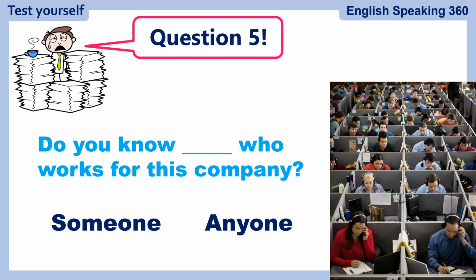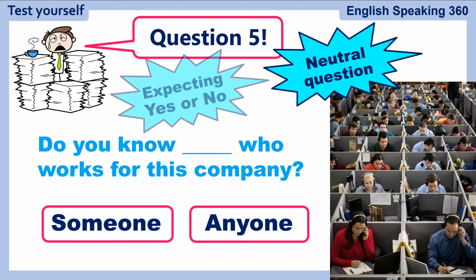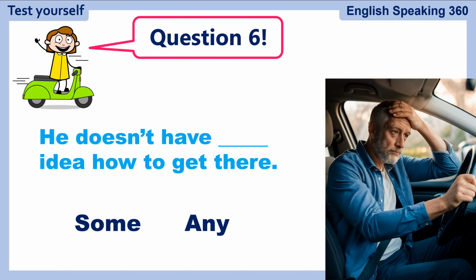Question 5. Whoa, what a terrible place to work. Do you know who works for this company? Think about it. Do you know anyone who works for this company? That's a neutral question. You don't know if the person will say yes or no. You don't care. It's just a question. But it could also be someone. If you are expecting a yes, you can use someone, or if you're expecting a no, you use anyone.